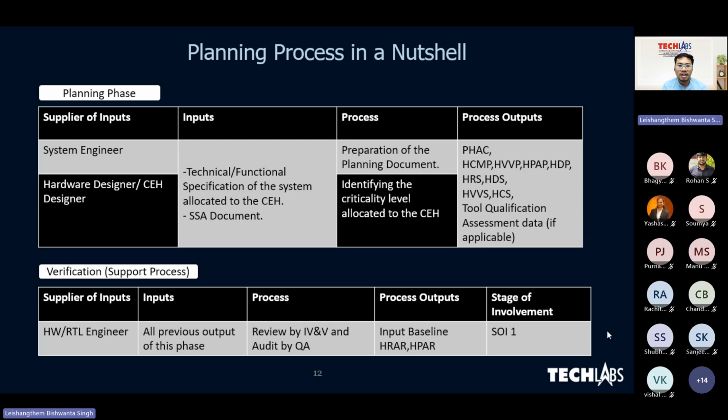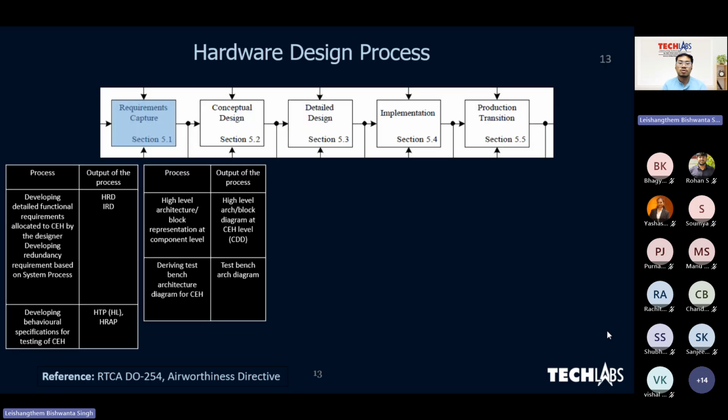So just a short recap of what happens in the planning process: you will have input from system engineers and hardware designers, and you will prepare proper planning which governs the whole DO-254 process. You will have all the planning documents and standard documents as part of your planning process. And then we will have an audit, and when you pass the audit, you can move on to the next process of DO-254, that is the hardware design process. When we talk about the hardware design process, we have lots of other processes within that. We have briefly talked about them: the requirement capture process, the conceptual design process, detailed design, implementation, and product transition.